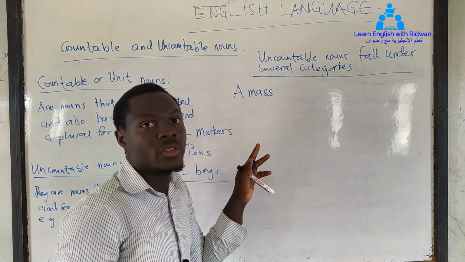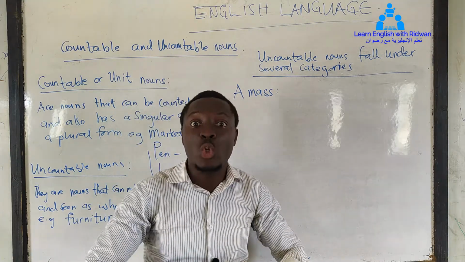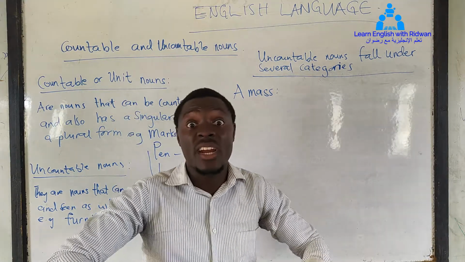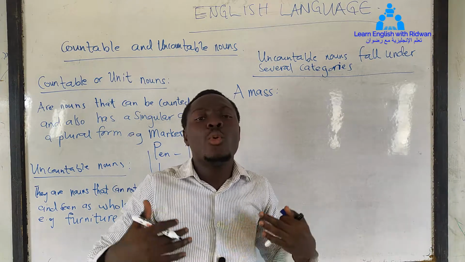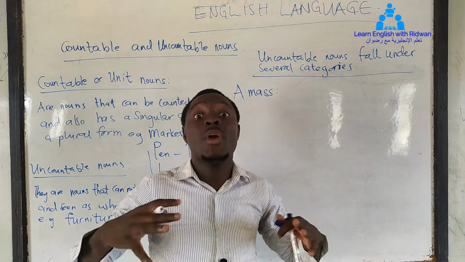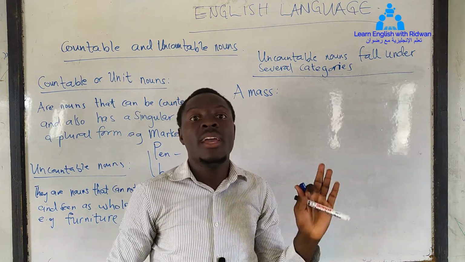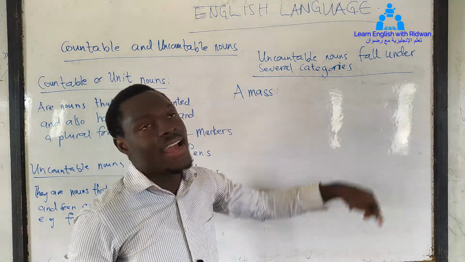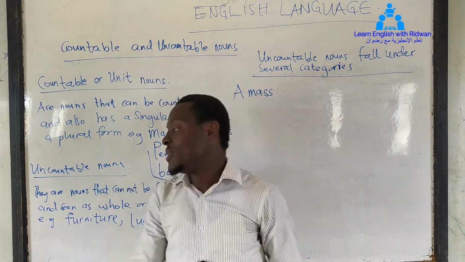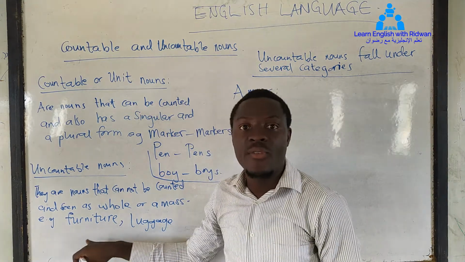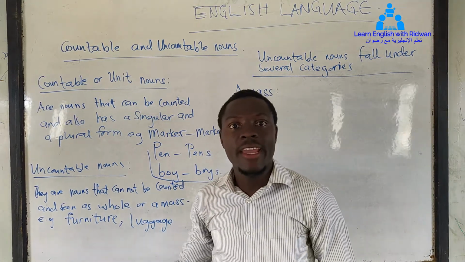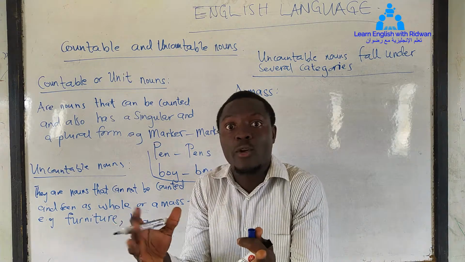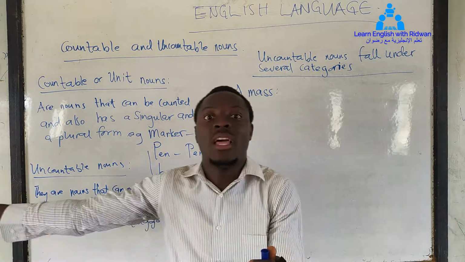Now when we say a mass, it means you are referring to a group of something or a group of people that are being crowded together. So any word you can think of that refers to a group will fall under mass. And since it falls under mass, it will be classified as an uncountable noun. Just as we said, we had furniture. Furniture here is a word representing a whole because it consists of several countable nouns.